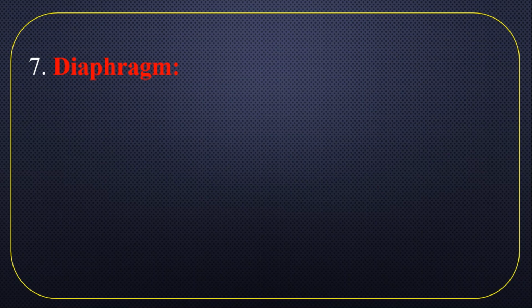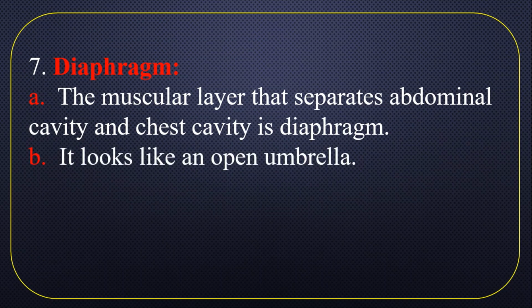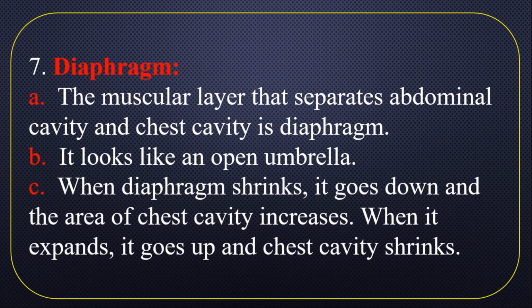Diaphragm. The muscular layer that separates the abdominal cavity and chest cavity is the diaphragm. That means the diaphragm acts as the boundary of our chest cavity. It looks like an open umbrella. When the diaphragm contracts, it goes down and the area of the chest cavity increases. On the other hand, when it relaxes, it goes up and the chest cavity shrinks.